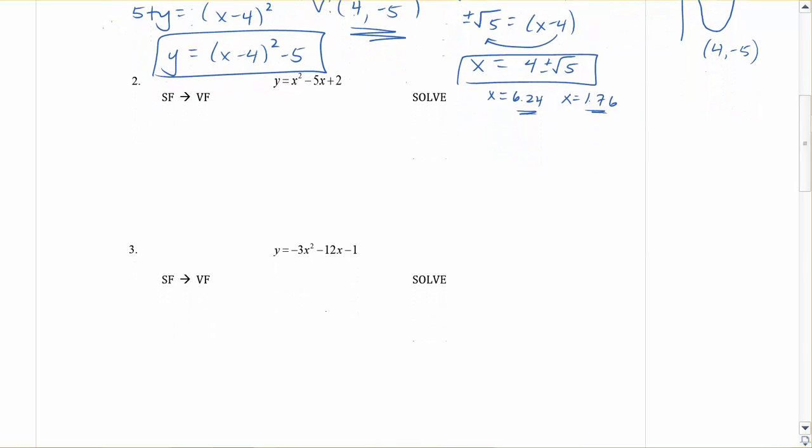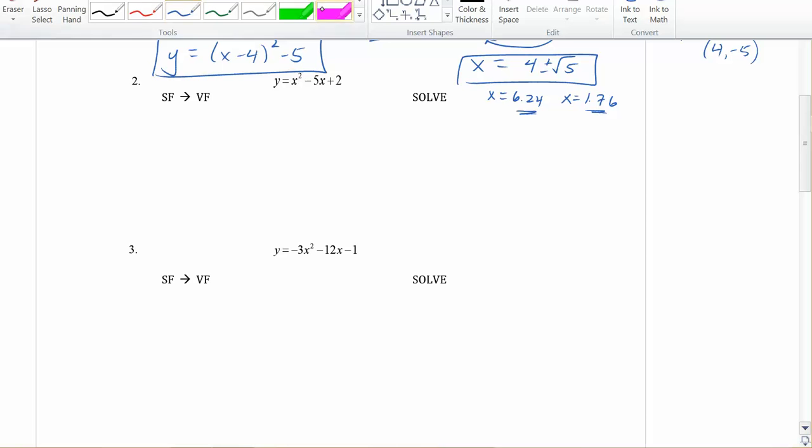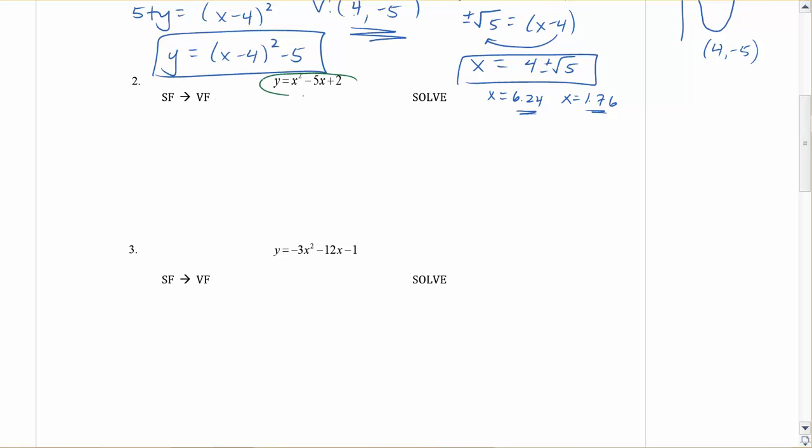All right, let's do the same thing on number 2. I have x squared minus 5x plus 2. So let's take this equation. The first thing I'm going to do is subtract the 2 over to the other side so I can change my standard form to vertex form by completing the square. So subtract 2, x squared minus 5x.